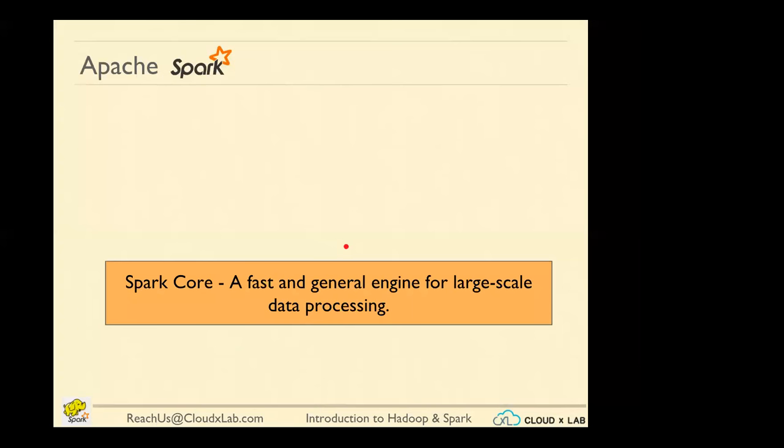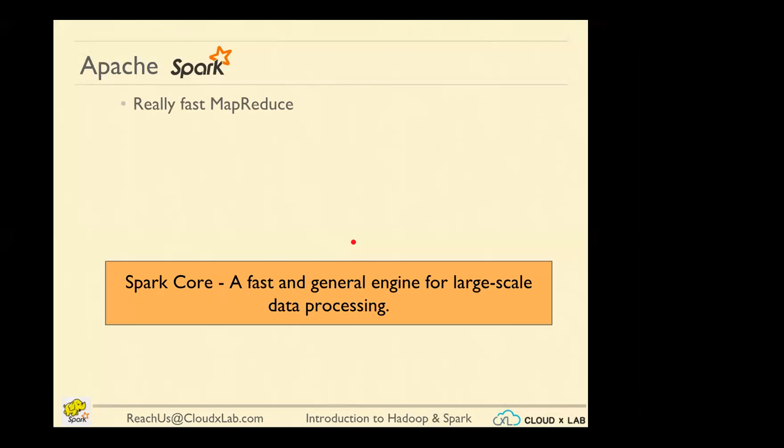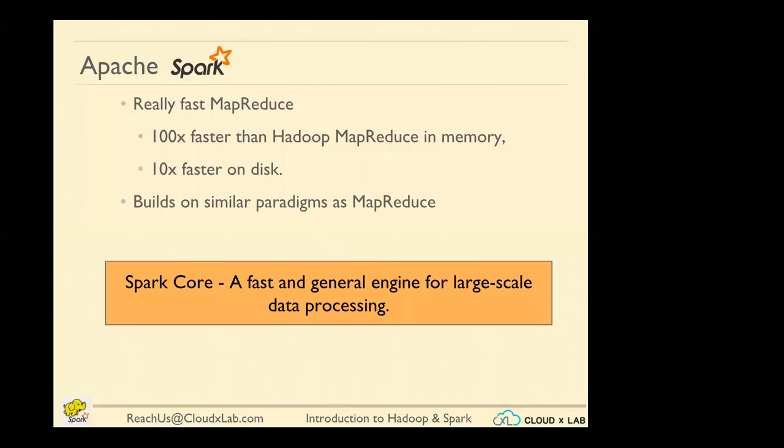Great. And now let me talk a bit about Spark. Spark is a general engine for large scale data processing. It's really fast MapReduce. It's around 100 times faster when it's done in memory. It's 10 times faster in the usual way. So it builds on similar paradigms to MapReduce, but it is a different software, and it is very well integrated with Hadoop.